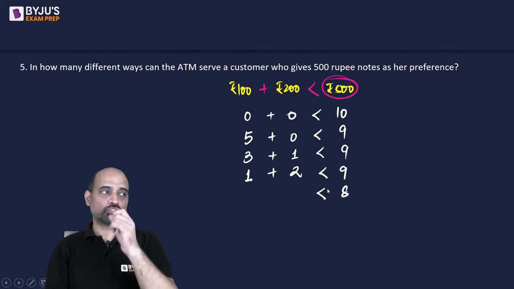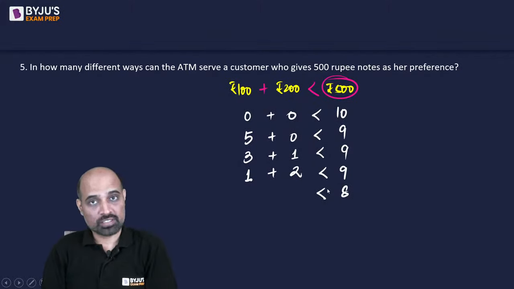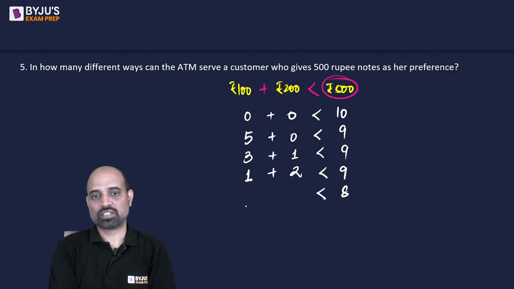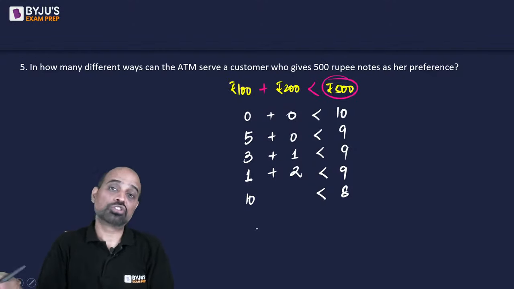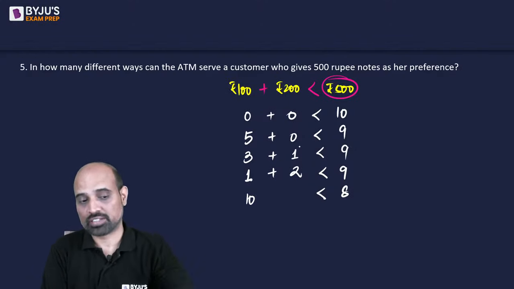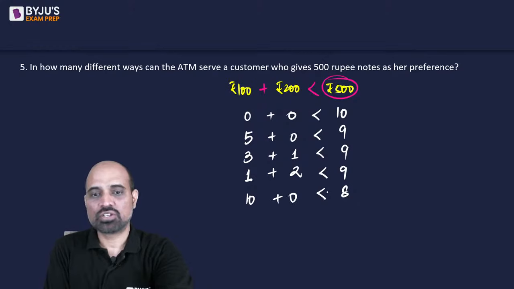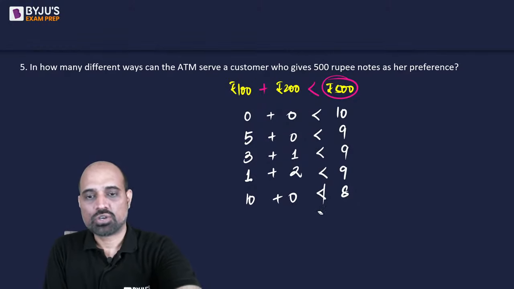So 8 notes of 500 will amount to 4,000 rupees. I need another 1,000 rupees. If I take all notes of 100 rupees, that will be 10. So the number of notes or preference logic goes wrong. If I take 10 and 0, this is wrong, right? So I can't take this as 10.